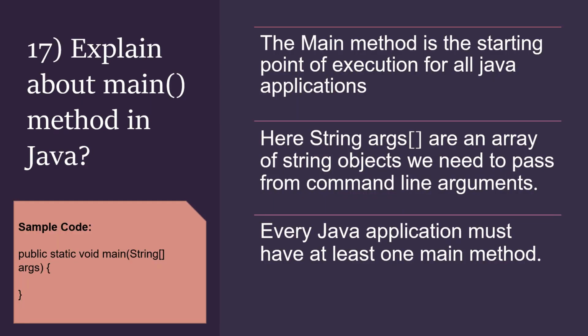Question 17. Explain about main method in Java. The main method is the starting point of execution for all Java applications. Here is the sample code. Here String args is an array of string objects we need to pass from command line arguments. Every Java application must have at least one main method.